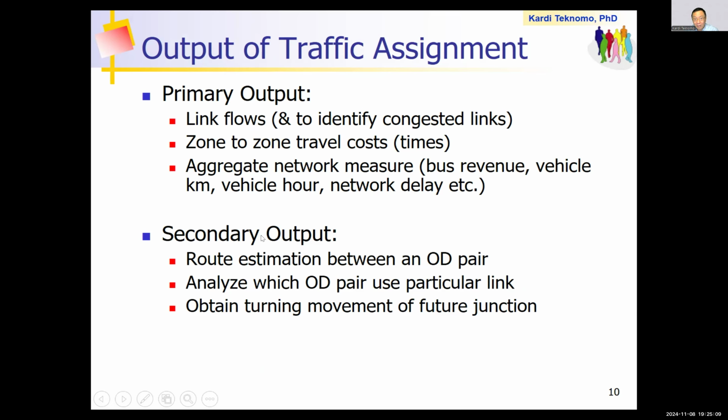Okay. There are secondary outputs from the traffic assignment, which is actually you can also get the route estimation, because this is actually internal. But you can also get that. And then you can also analyze which OD pair is using that particular link if you go into the detail. From there, you can get the percentage of turning movement in each junction, in each intersection: how many percent go to the right, to the left, go straight, or U-turn. So all of these are secondary outputs which you can also get.